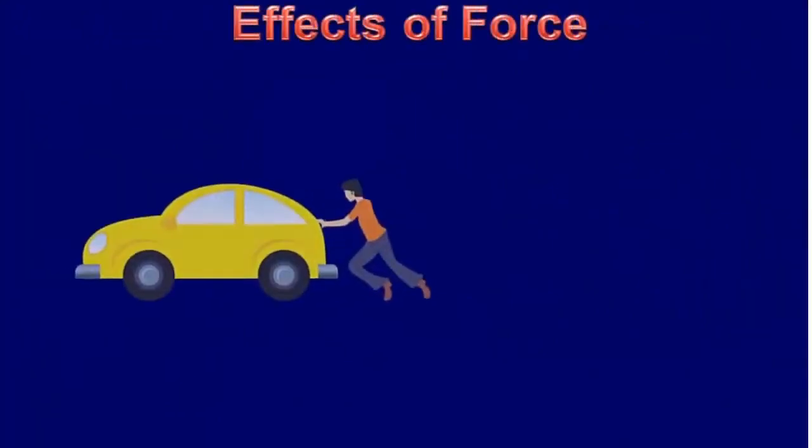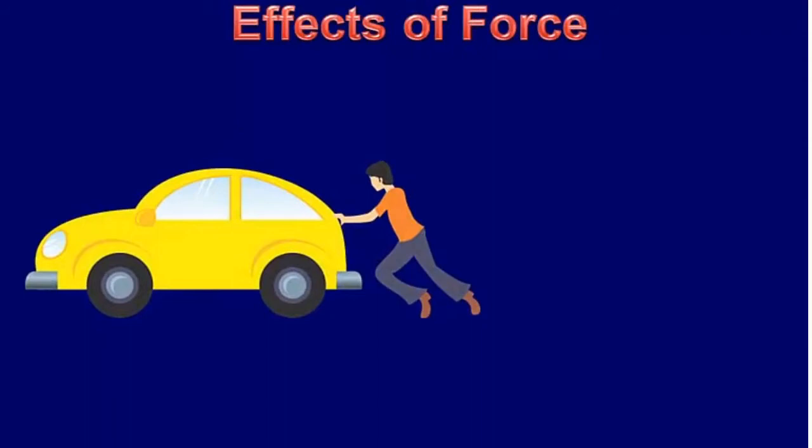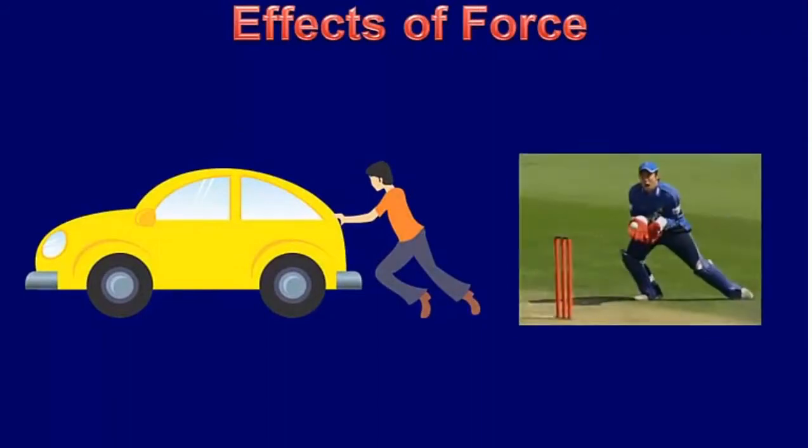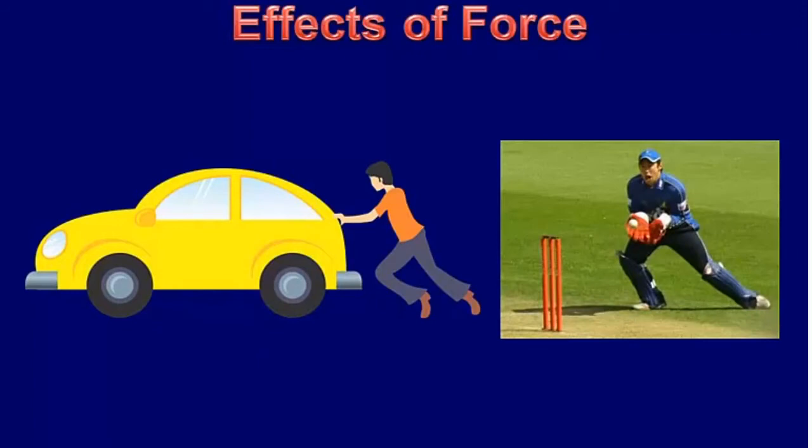Effects of force. Here, a man is pushing a car. He is applying force to make a stationary car move. This wicket-keeper is trying to catch the ball hit by a batsman. In this case, the keeper applies a force to stop the ball, which is moving.